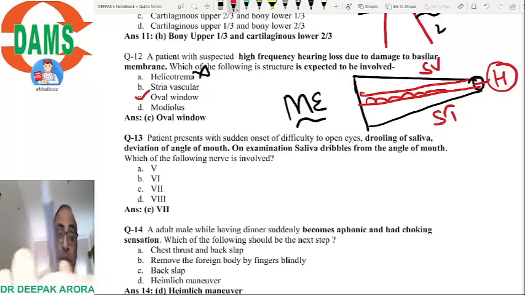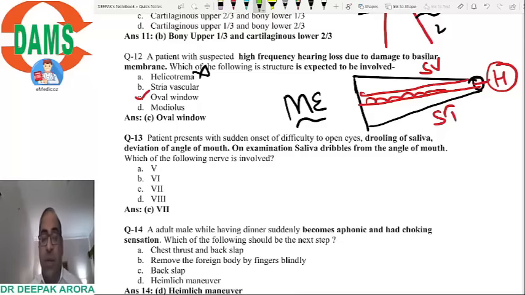What is modiolus? Modiolus will be the right answer if the examiner asks around which structure the cochlea takes a turn. So the cochlea is taking 2.75 turns around an axis. What is the axis? Axis is modiolus. Option D. Done. So the answer in these choices will be option C, oval window.